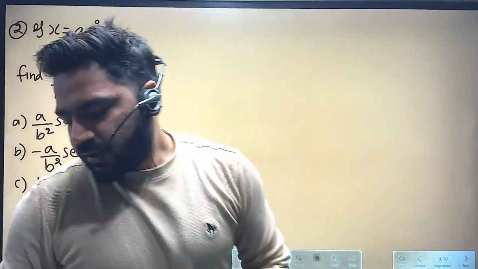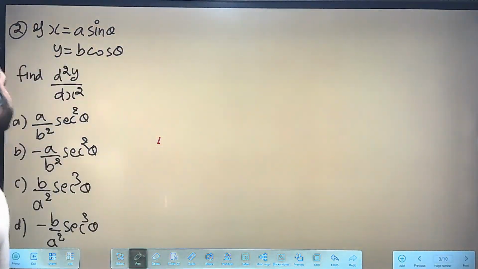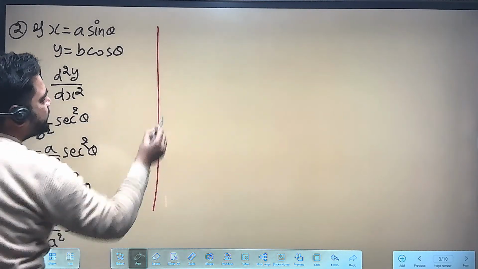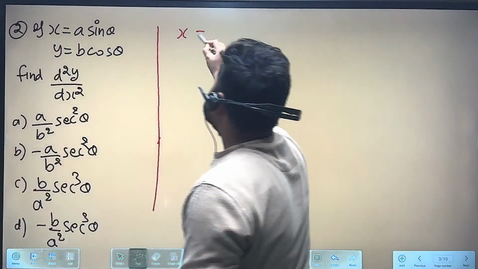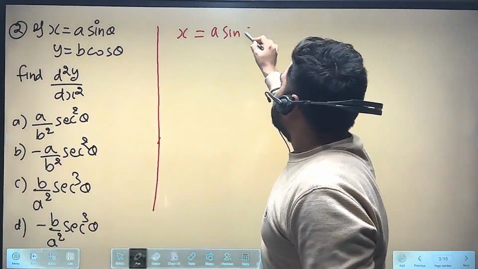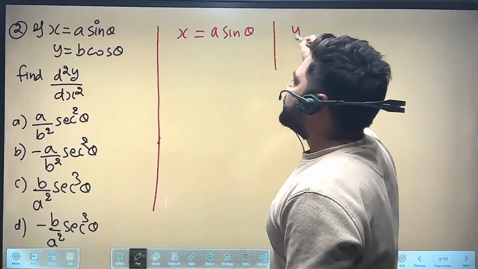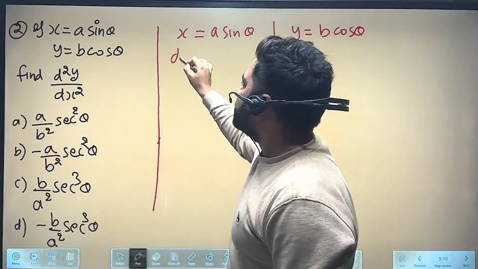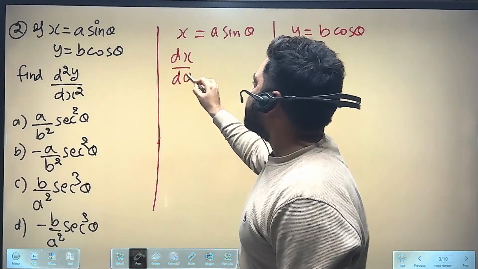Okay. So the second question we have, x value is given a sine theta, and y value is given b cos theta, and we need to find its double derivative. Okay. So first of all, x is given a sine theta. We'll find its derivative, and y is given b cos theta. So now from here we will find dx by d theta.